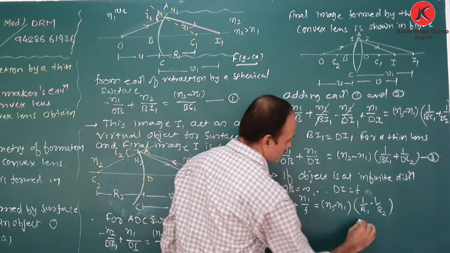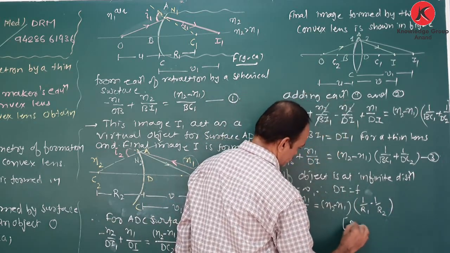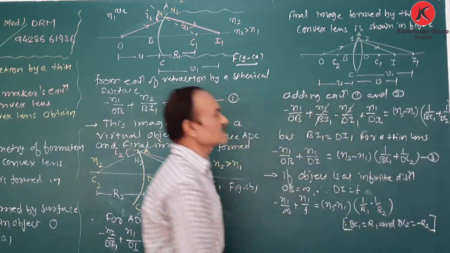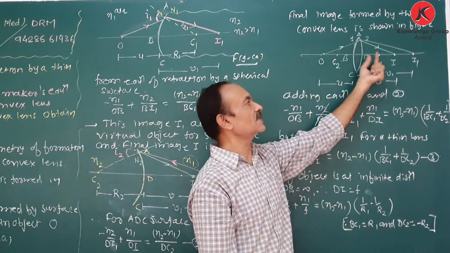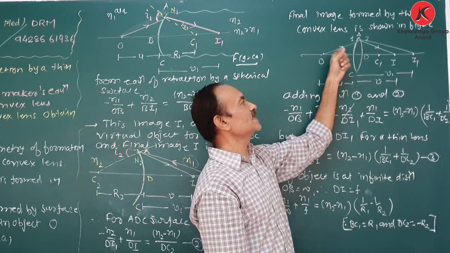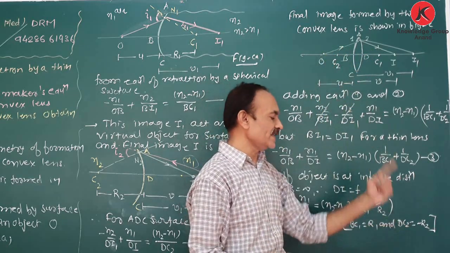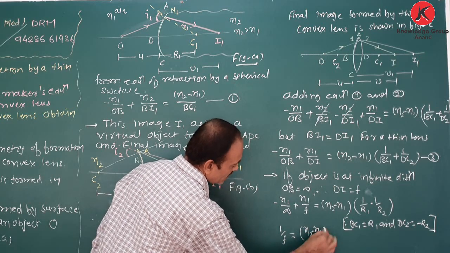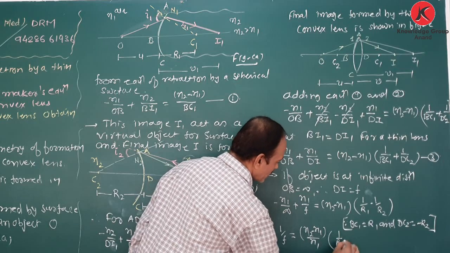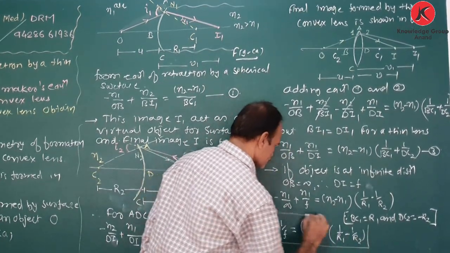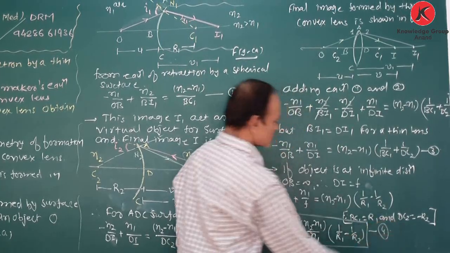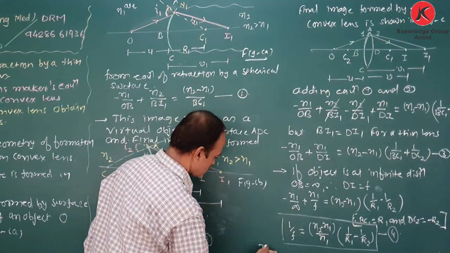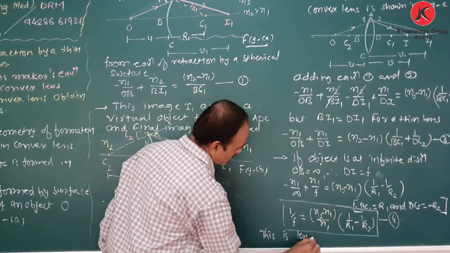Because here we substitute BC1 as R1 and BC2 as minus R2 with the sign convention. Because BC1 is in the same direction as the incident ray, therefore R1 is positive. While DC2 is in the opposite direction of the incident ray, therefore that is considered negative. Therefore, taking N1 to this side, 1 upon F is equal to N2 minus N1 upon N1 into 1 upon R1 minus 1 upon R2. This is the lens maker's equation.